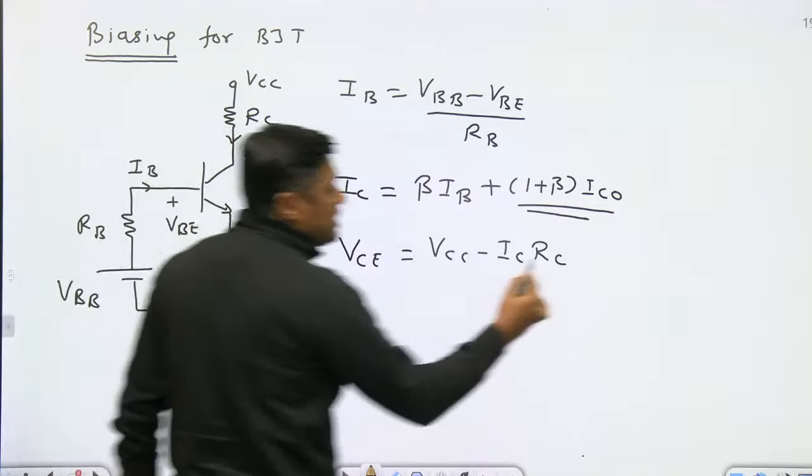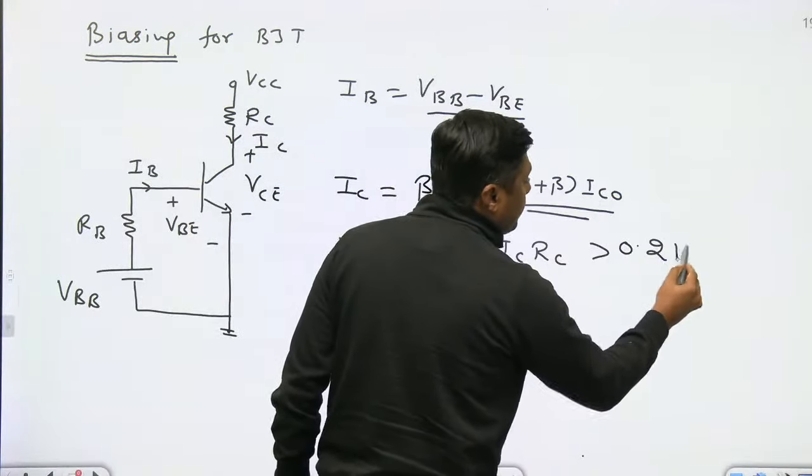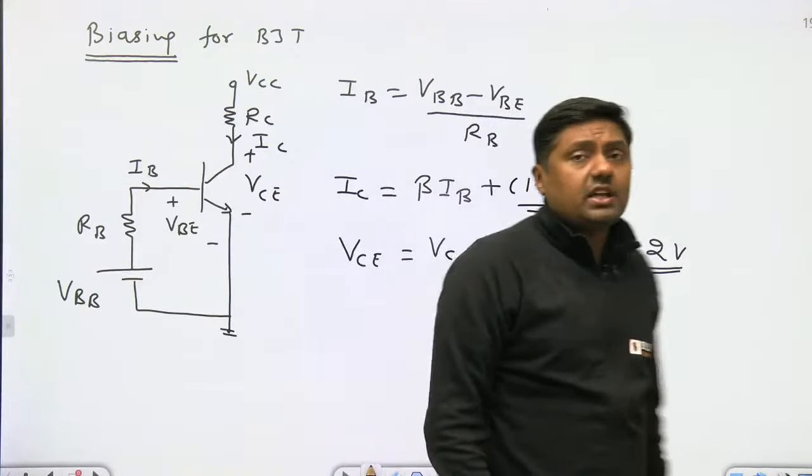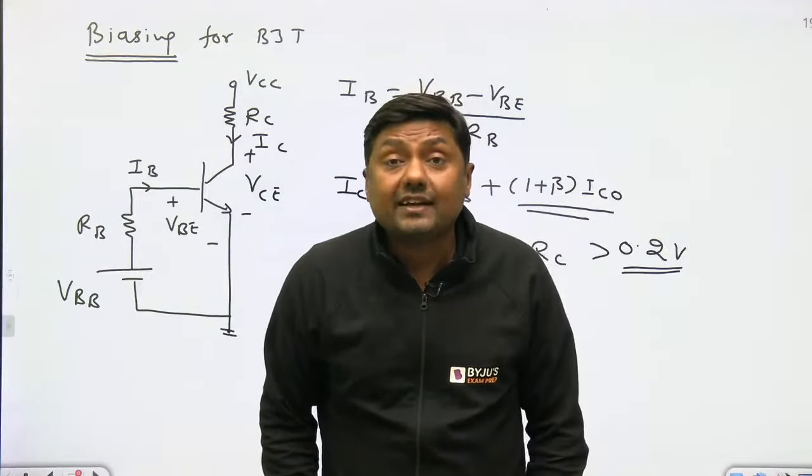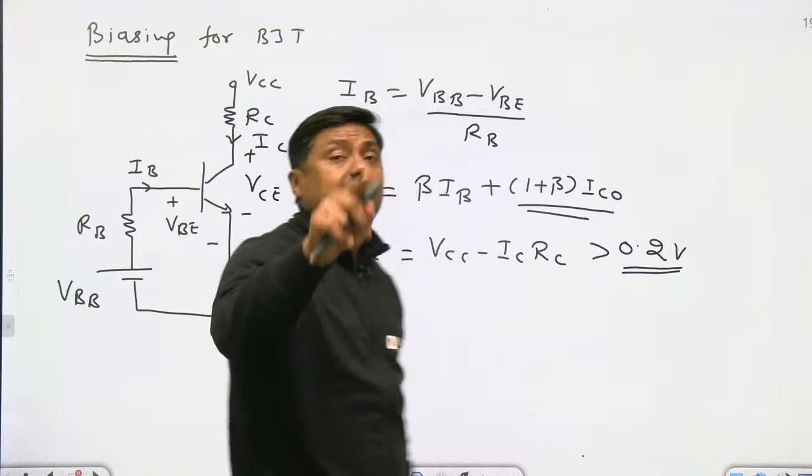And if this VCE is greater than 0.2 volt, or VCE is set, then the transistor is in the active region.